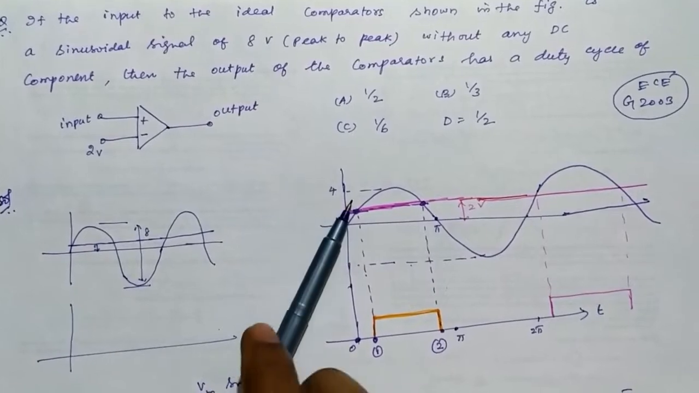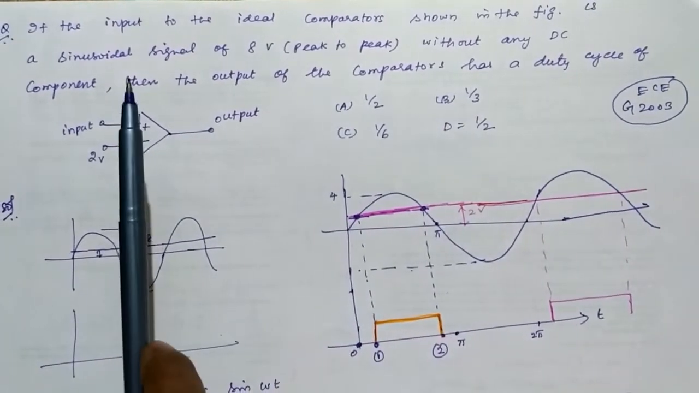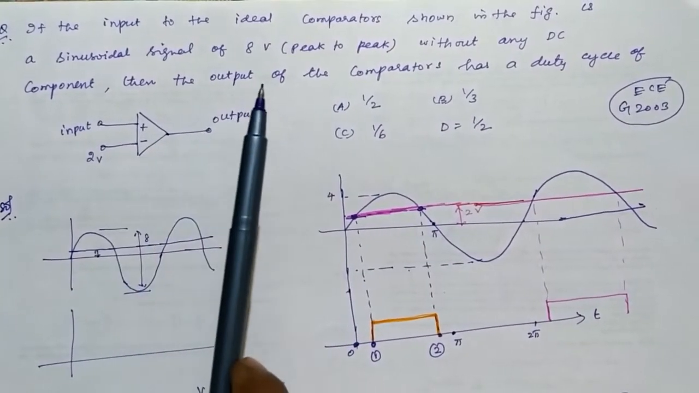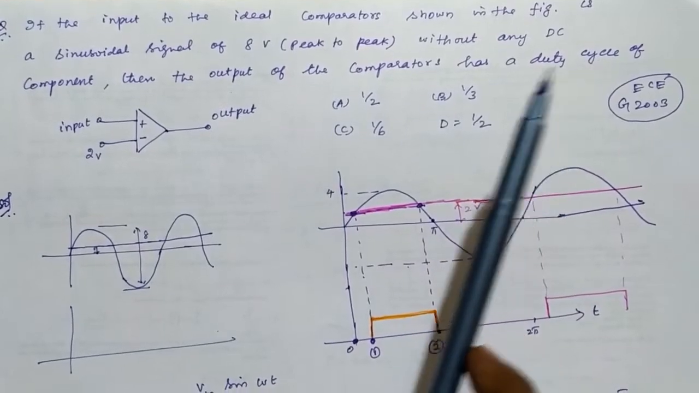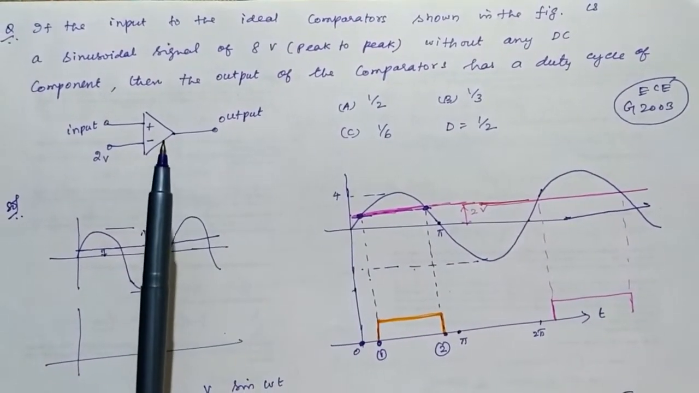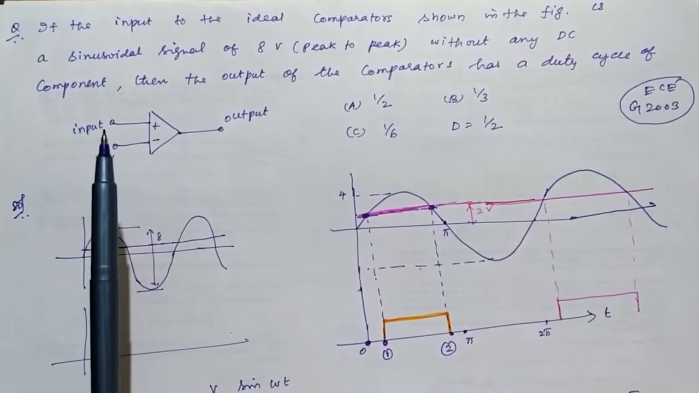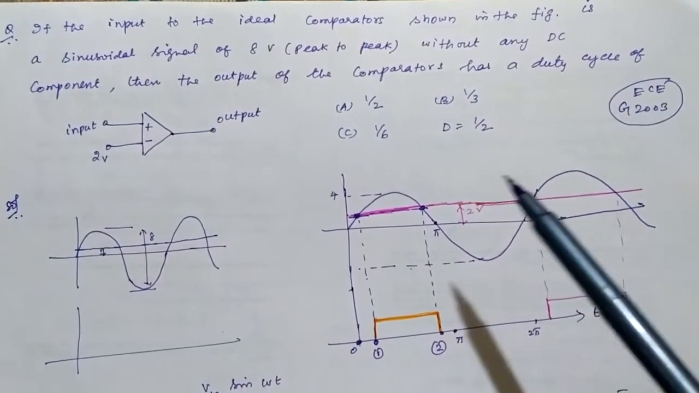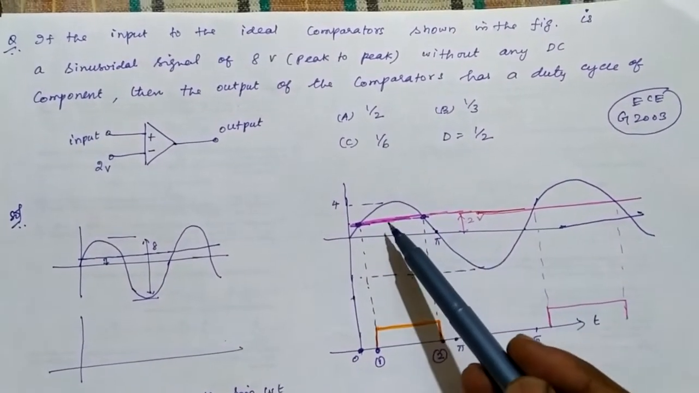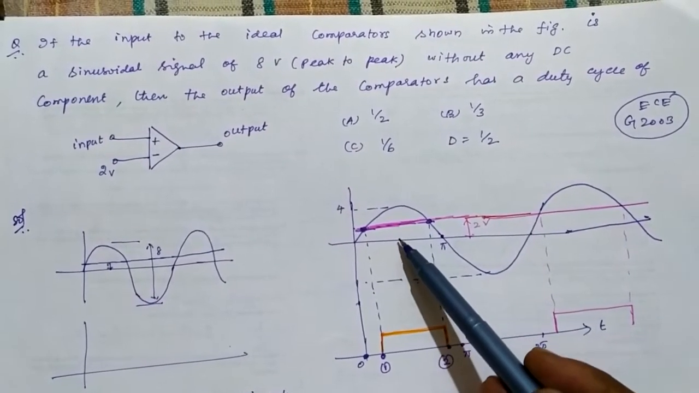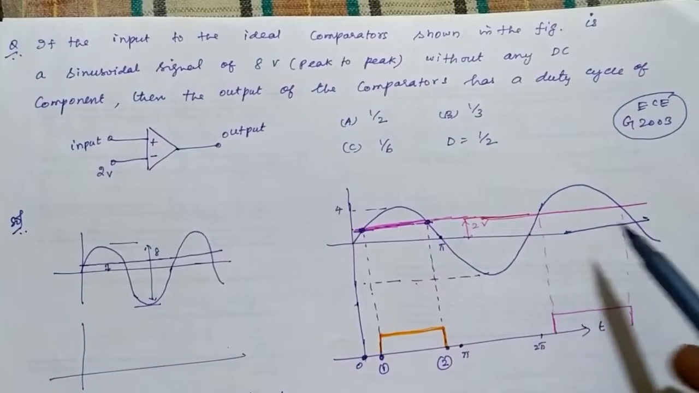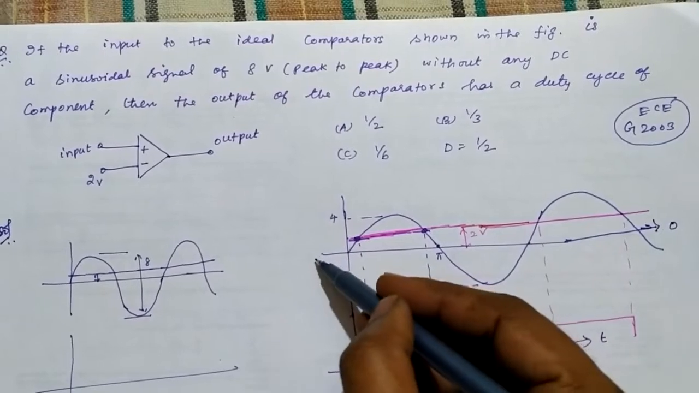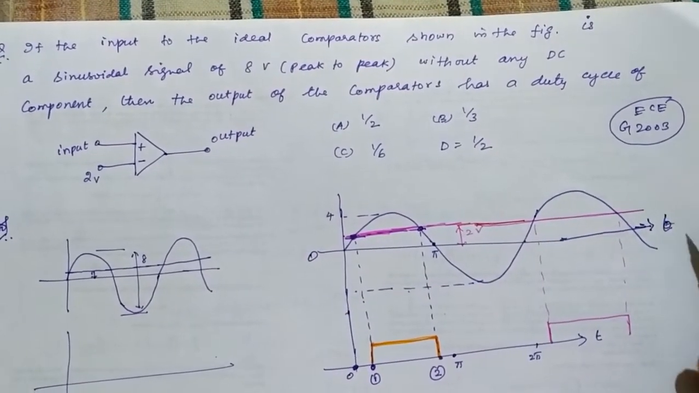If the input to the ideal comparator shown in the figure is a sinusoidal signal of 8 volt peak to peak without any DC component, then the output of the comparator has a duty cycle of, the choices are given. The question is about this comparator. The input is a sinusoidal voltage of 8 volt peak to peak, so positive 4 and negative 4, without any DC component, meaning it starts from 0. So the average value is 0.